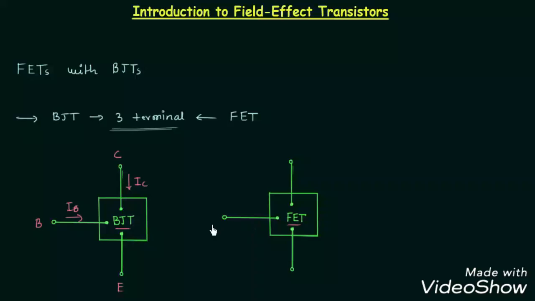And in case of FET, this terminal here is the gate terminal, this terminal is the drain terminal, this terminal here is the source terminal, and the potential difference between these two terminals is equal to VGS. This is the potential difference between the gate terminal and the source terminal, and the current in this branch, that is the output current, is equal to ID. So BJT and FET both are 3-terminal devices.